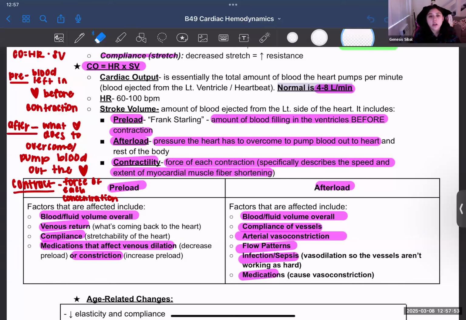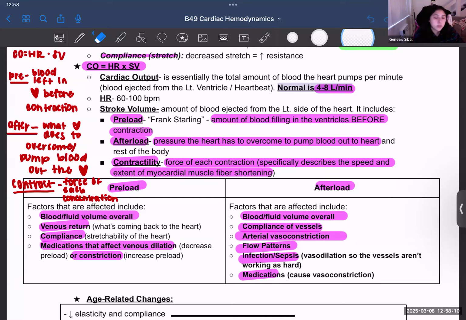So again, when talking about cardiac output, this is the total amount of blood, right? It literally says cardiac output, so the entire output of what's happening. Normal is going to be 4 to 8 liters per minute. In terms of heart rate, we already know what that is. That's going to be 60 to 100 beats per minute.